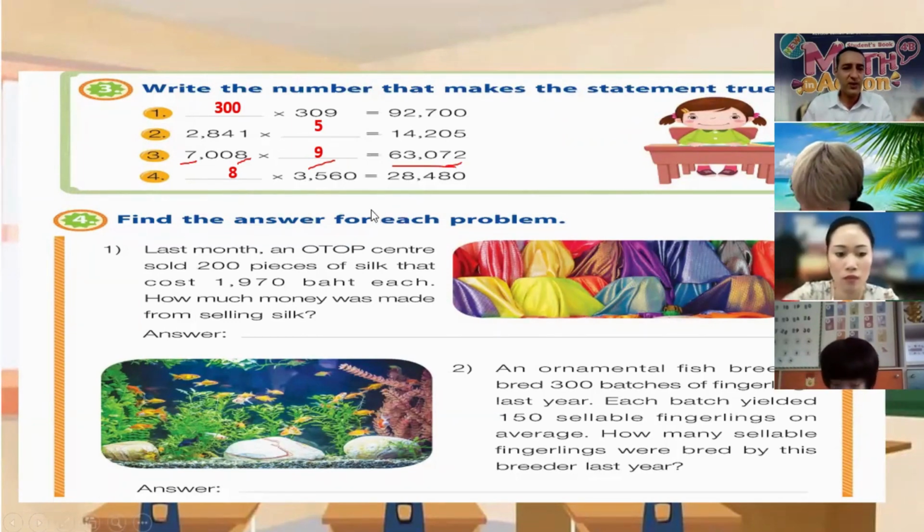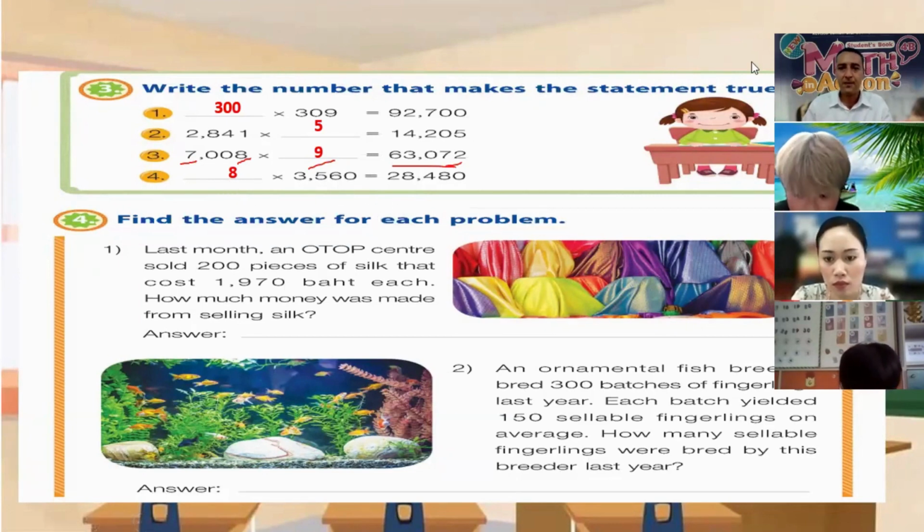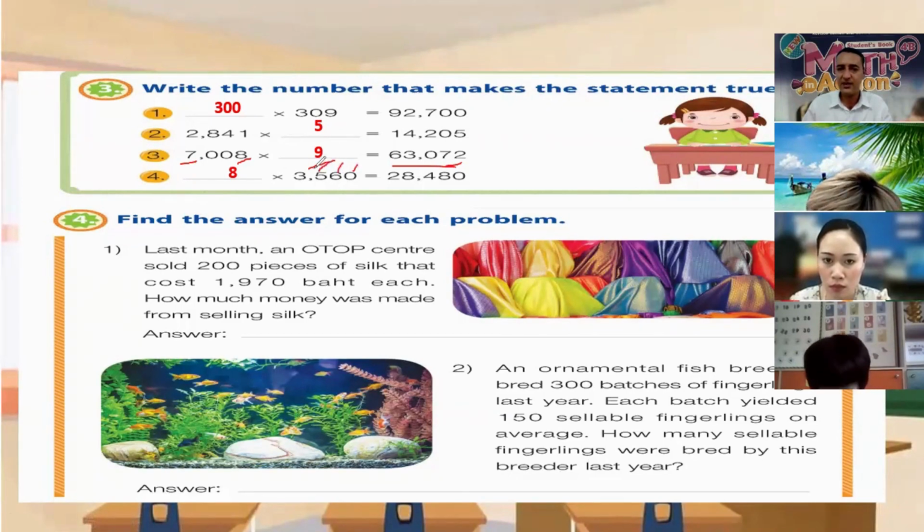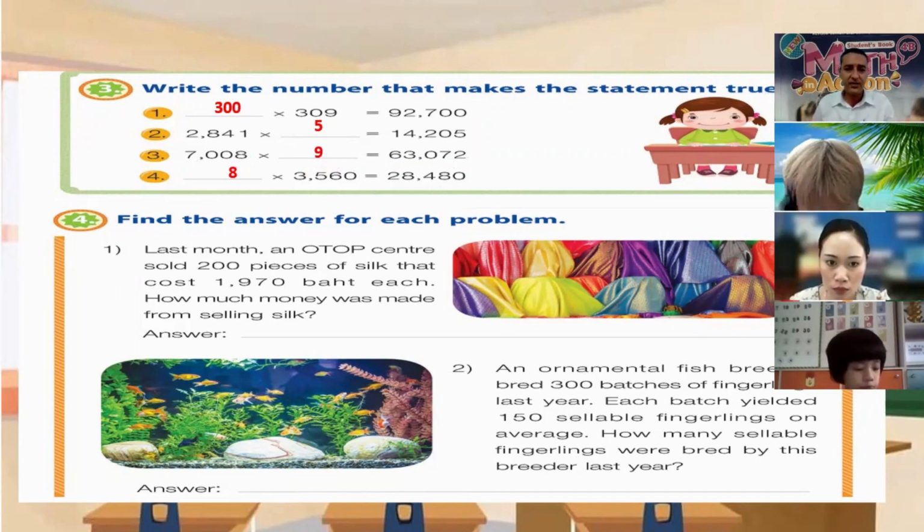So we do the calculation the same way. First 8 multiplied by 0, right? 8 multiplied by 0, then 8 multiplied by 6 tens, carry on, 8 multiplied by 500s, and then 8 multiplied by 3,000. So we have the product 28,480. Very good.